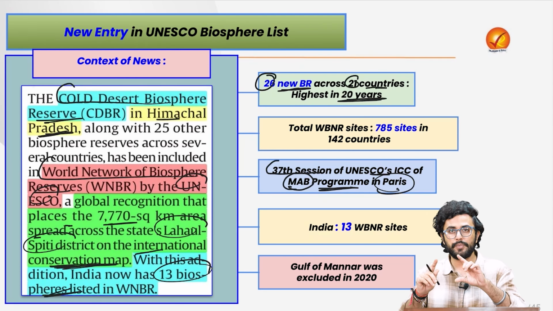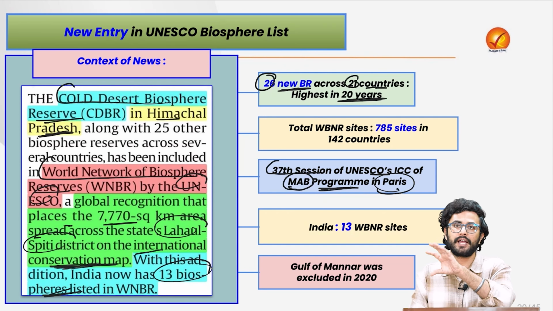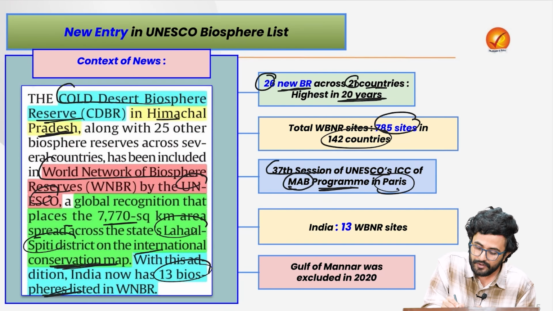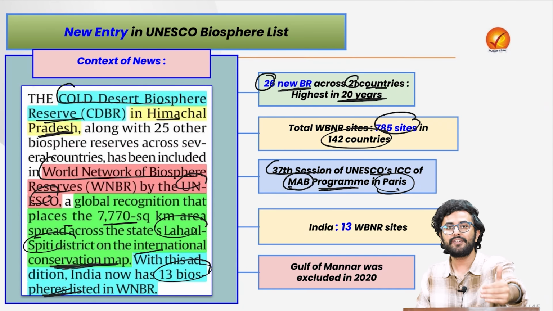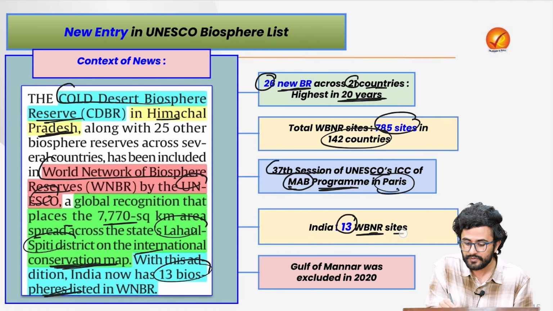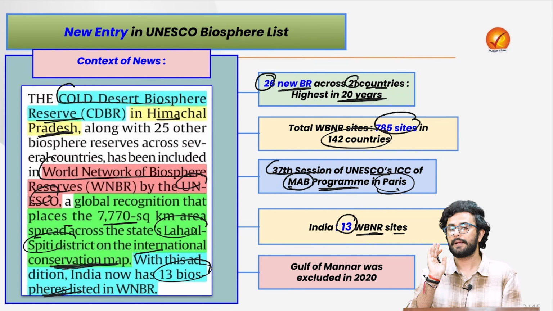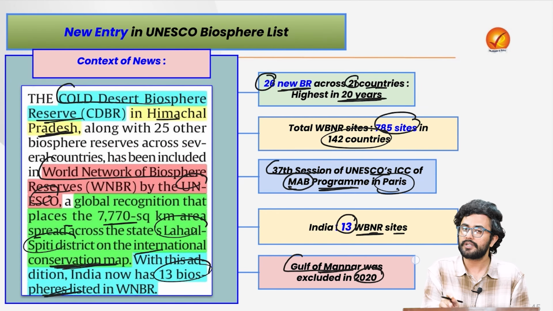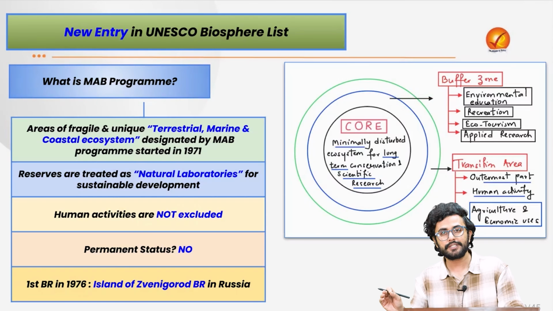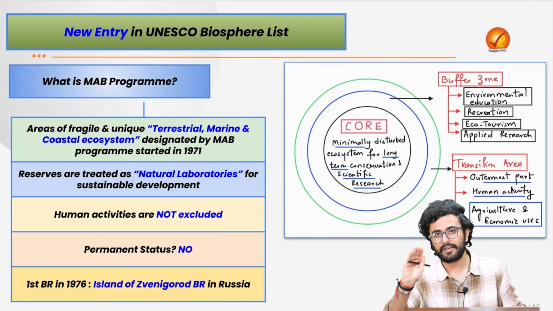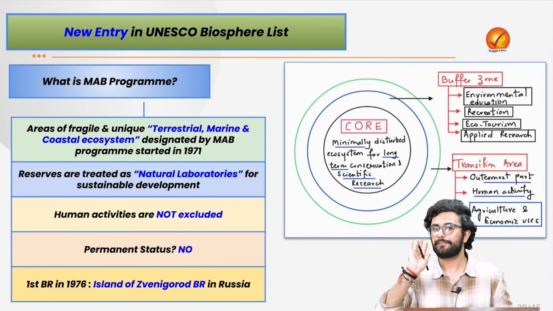So the total number of these Man and Biosphere Reserve sites which exist in the world now is 785, spread in 142 countries. Out of this 785, our country has 13 such World Biosphere Network sites. Keep this in mind that there was one site which was excluded back in the year 2020, that was Gulf of Mannar. However, on the official side, Gulf of Mannar is still listed as one of the Man and Biosphere Reserve sites of our country.